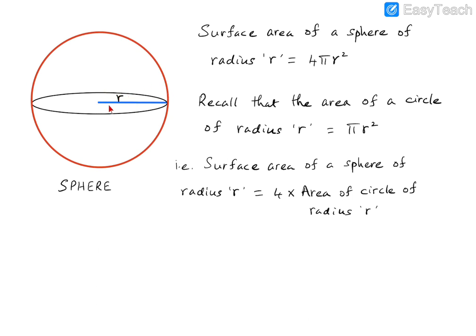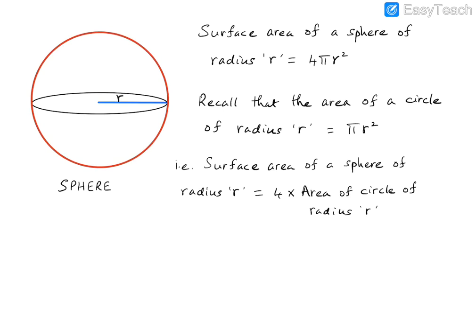And for a sphere of radius r, what is the surface area? The surface area of the sphere is given by the formula 4 times pi r square, where r is the radius of the sphere. But if you remember that the area of a circle is given by pi r square, so the surface area of a sphere is 4 times pi r square.